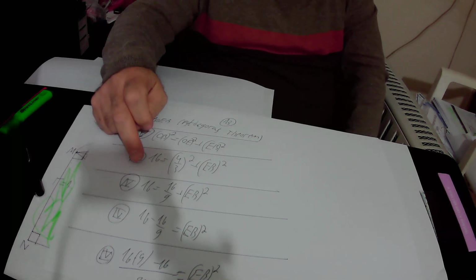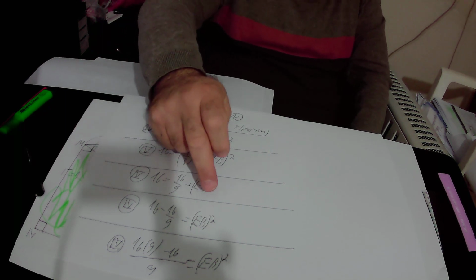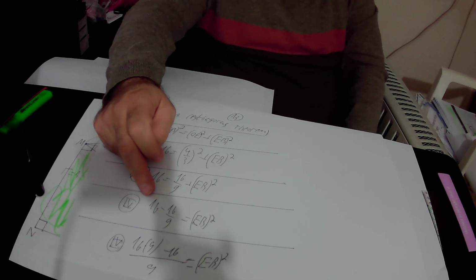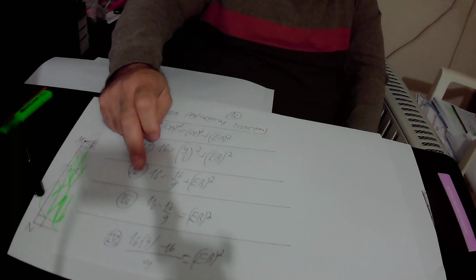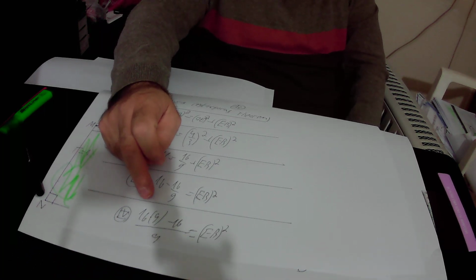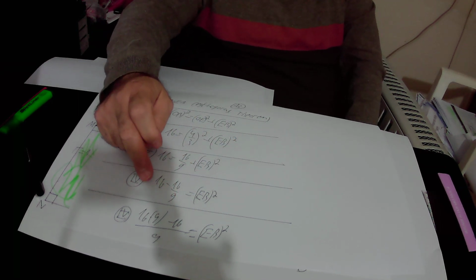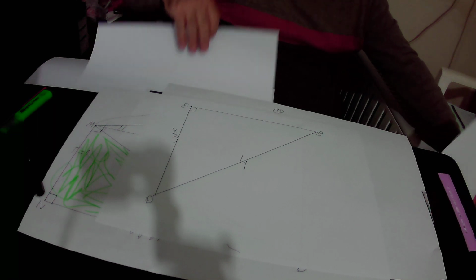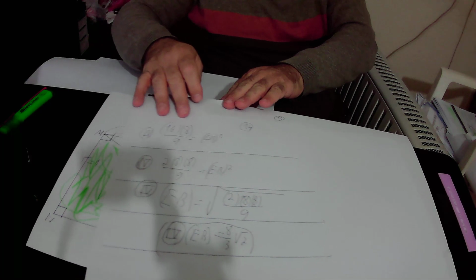Here we subtracted 16 over 9 from equation number 4, and we got that 16 minus 16 over 9 equals EB squared. Here we multiplied 16 by 9 and then divided it by 9 in order to have a common denominator with 16 over 9. In total we found that (16 times 9 minus 16) over 9 equals EB squared. But 16 times 9 minus 16 is 16 times 8, so we got that 16 times 8 over 9 equals EB squared.